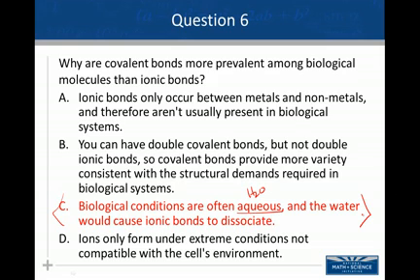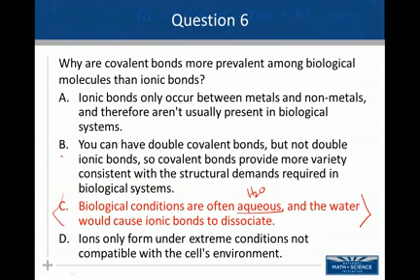A is wrong, obviously. Ionic bonds only occur between metals and nonmetals and therefore aren't usually present in biological systems. That's not true. We can have ionic things that involve all sorts of combinations, but that's not why. You can have double covalent bonds but not double ionic bonds, so covalent bonds provide more variety consistent with the structural demands required in biological systems.